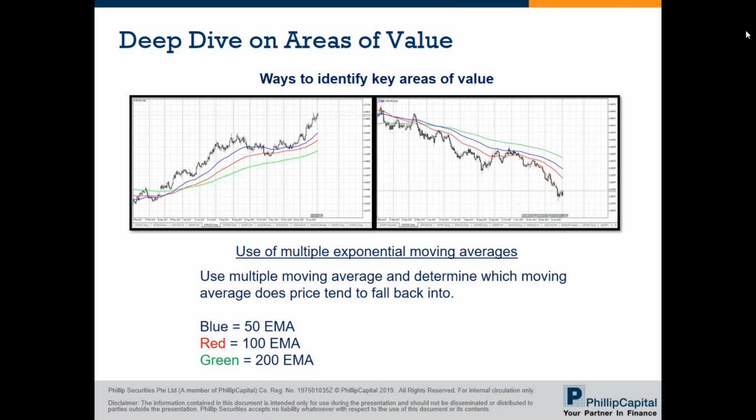So what you want to look out for here is which moving average does price tend to fall back into. If you look on the left example, you can see that for the red exponential moving average, the 100 EMA, prices seem to bounce off it a couple of times. So that is what makes it a key area of value you want to look out for. And if you look to the right hand side example, you can see that prices are bouncing off the blue line, right? So that makes it a key area of resistance. So the idea again is to spot where buyers and sellers congregate and move away from.